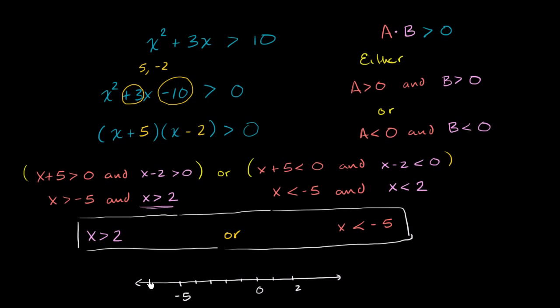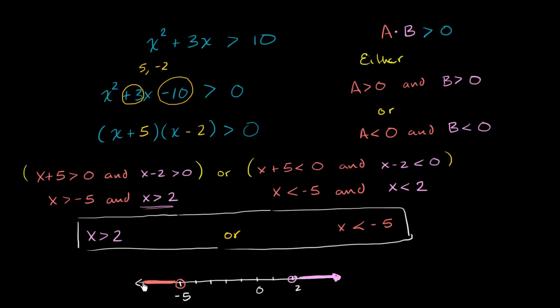That's negative 5. So x could be greater than 2, not greater than or equal to. So I'm going to put an open circle here. So it could be greater than 2, or it could be less than negative 5, not less than or equal to. So I'm going to put an open circle here. And so it could be less than that.